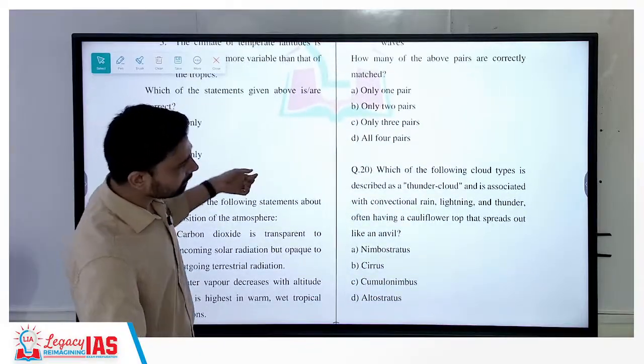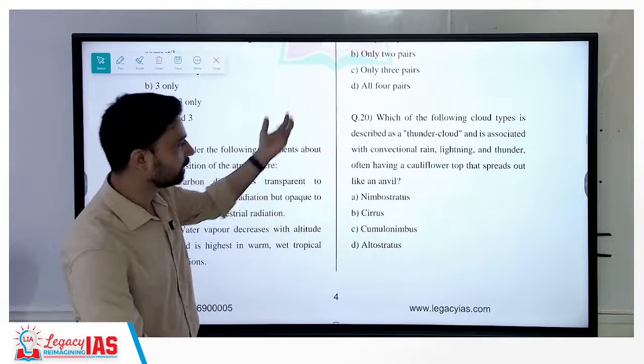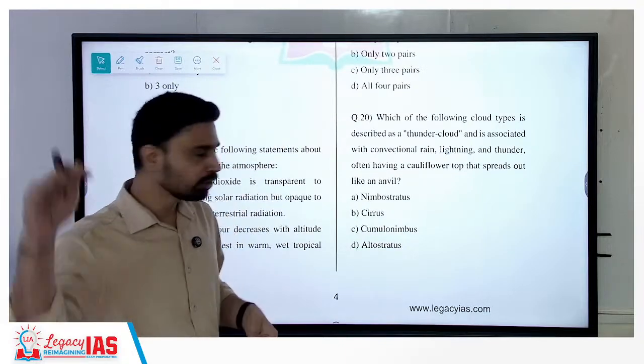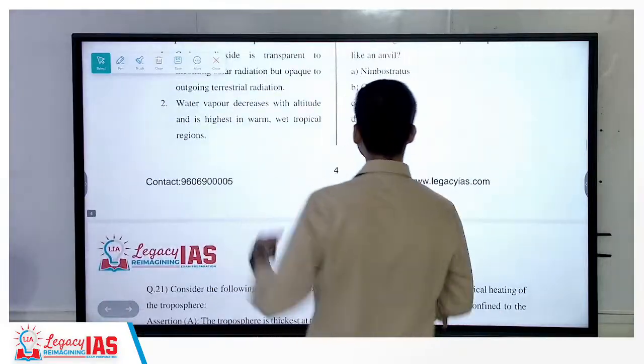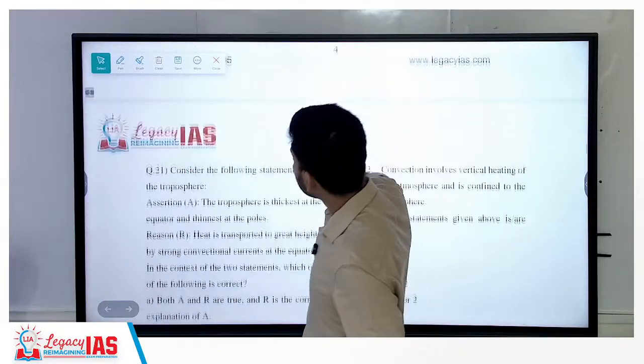This is the simple thunder cloud. Okay, nothing more to study here. Cauliflower shape we have discussed. Anvil shape it forms. So cumulonimbus cloud forms in the cold front, or in a thunderstorm, or in a tropical cyclone also.